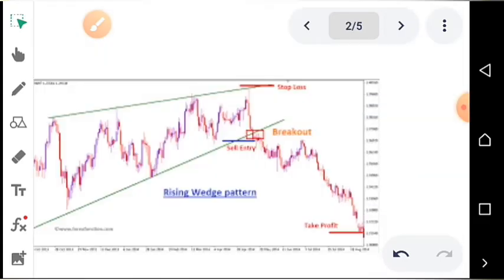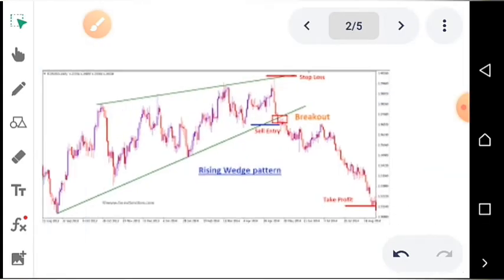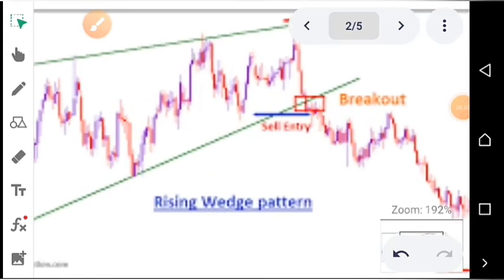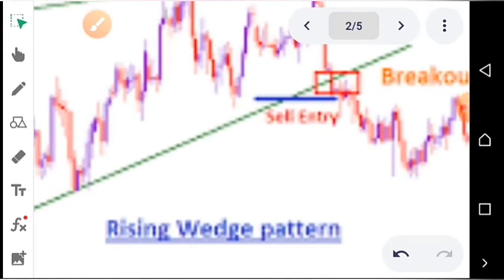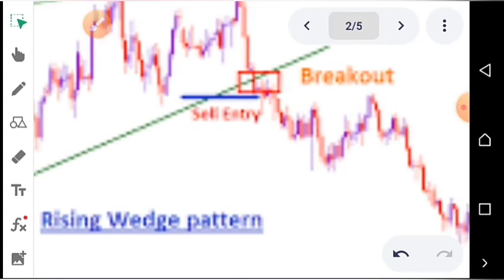Now look at this one. This is how it looks in the real chart. This one here is the rising wedge. If you look here, you can see it broke out here, and then you can see where it broke out. You can see this is where it broke out here, and then gave a retest. The retest was quite small.